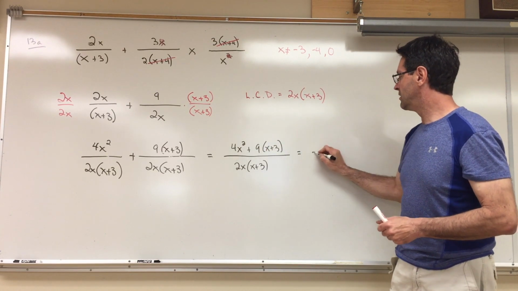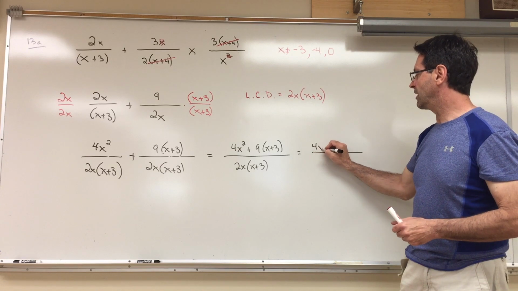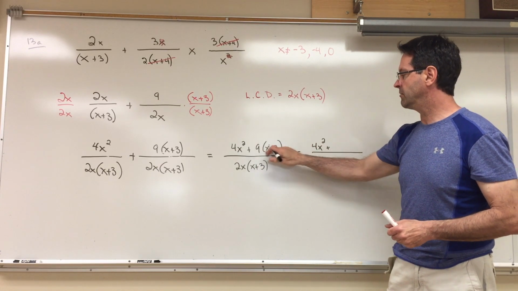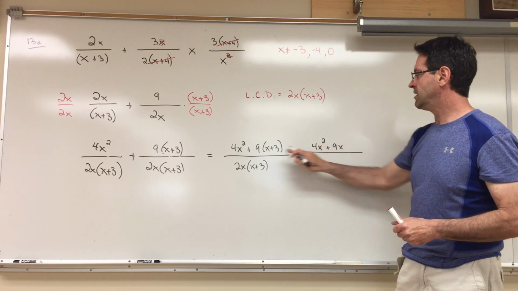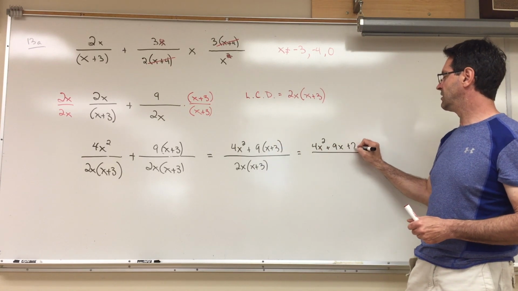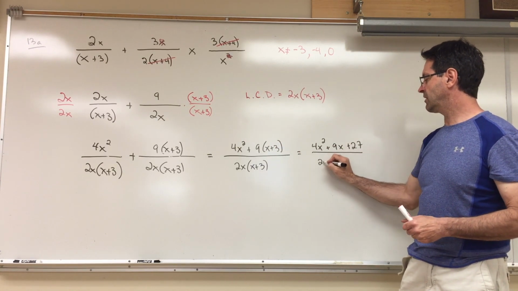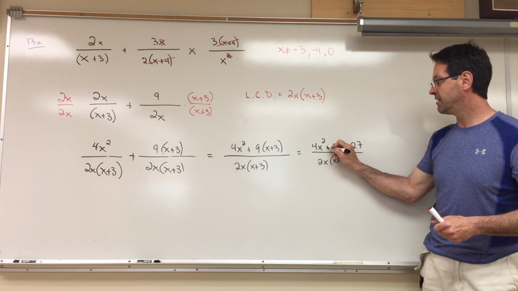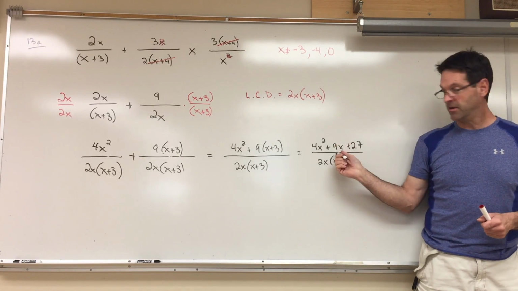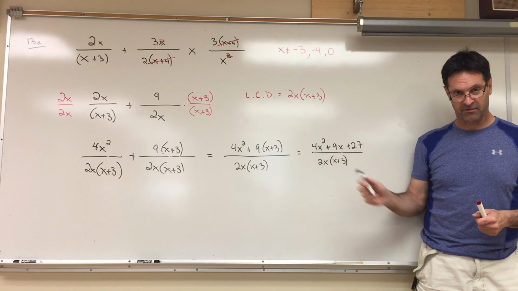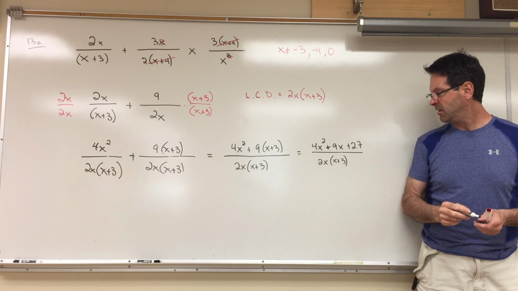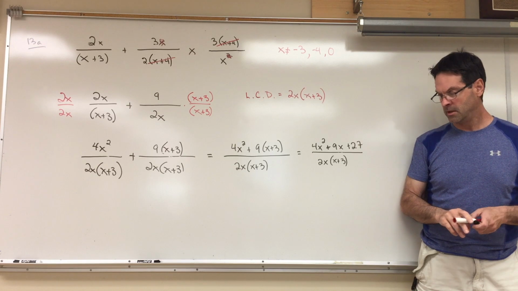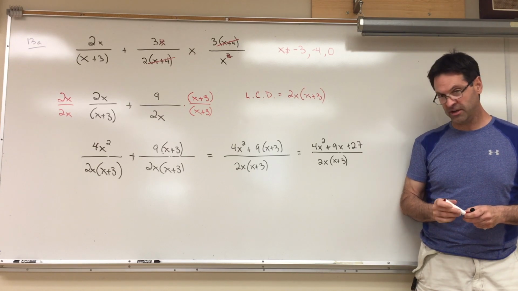Expand. 4x squared plus 9 times x, that's 9x. 9 times 3, that's 27, all over 2x times x plus 3. If you can, factor the numerator and cancel out any common factors in top and bottom. I don't think you can go any further than that. I don't think I made any errors in here, but check the answer key.